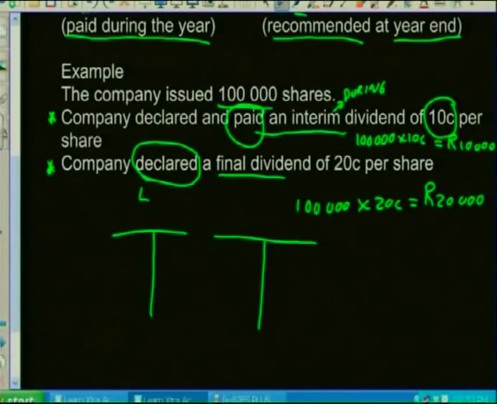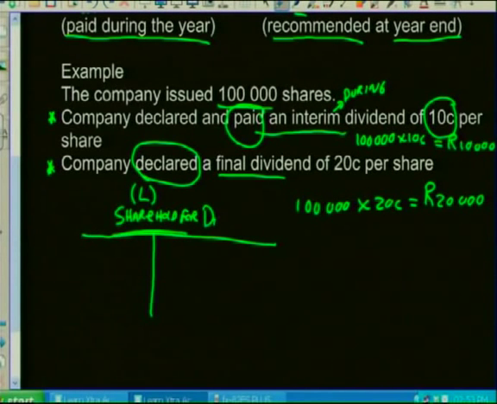So immediately we can't use our bank account because money has not come out of our bank account as yet. So the account that will get affected instead of bank will be a liability. Liability because we are still owing our shareholders, and that account will be called shareholders for dividends.